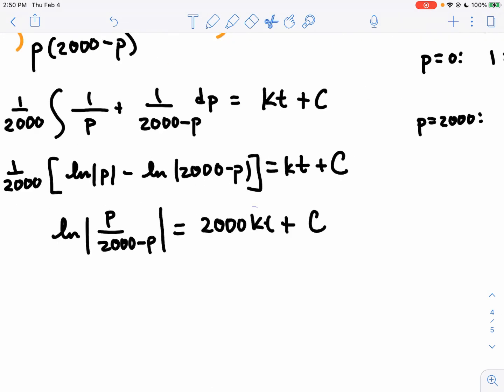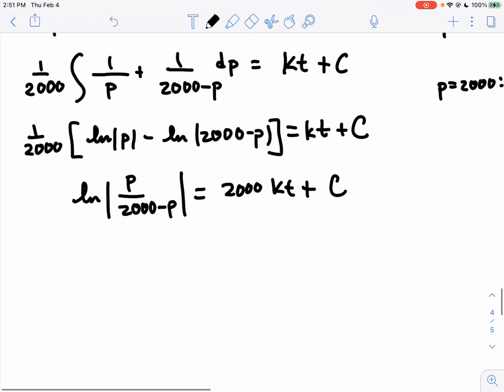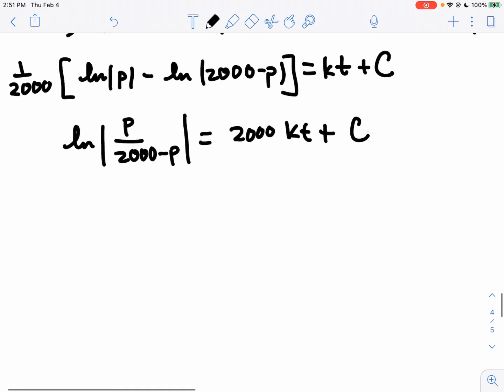You could make the argument that we could let the k absorb the 2000 and call it a new k as well, because we still don't have k or c. Let's leave it not done, just for variety's sake. Okay, now we want to exponentiate both sides. So we have, and I'm going to get rid of the absolute value too.